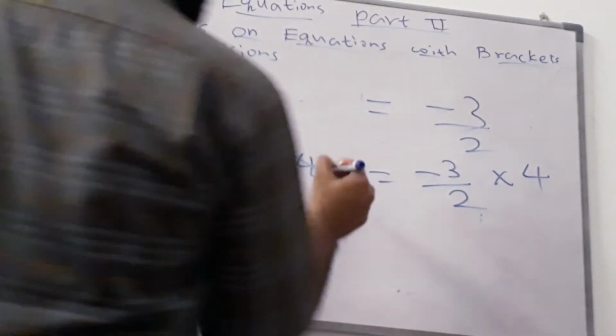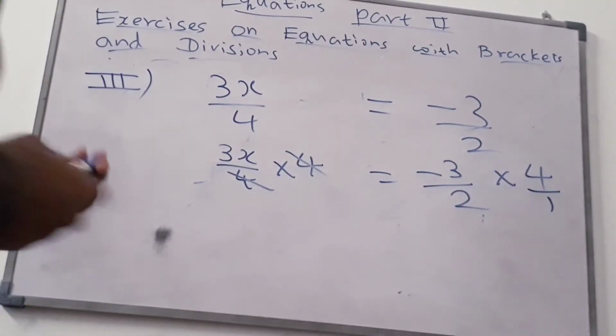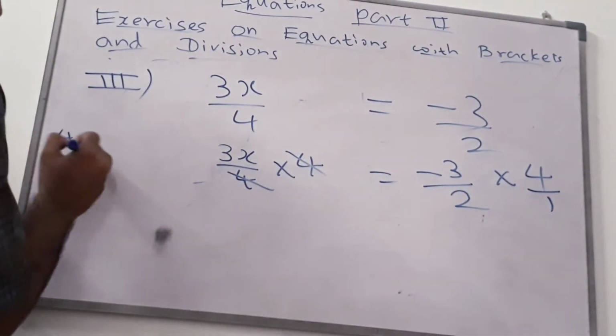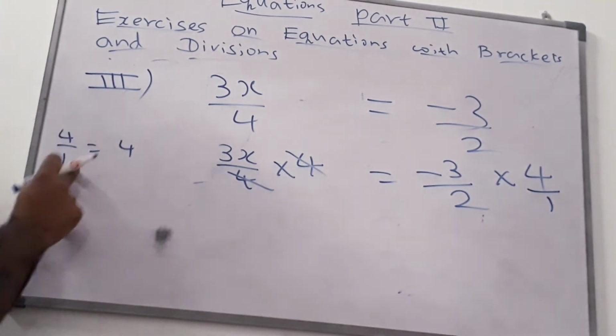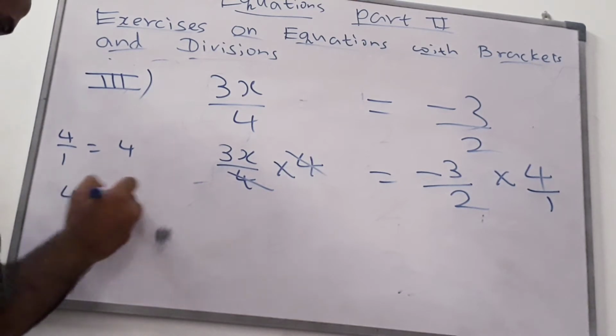So 4 to 4 get cancels. Here 4 is actually 4 times 1. 4 can be written like 4 over 1. We know 4 over 1 is 4. When we divide 4 by 1, it is 4. Same as 4 can be written like 4 over 1. I wrote it like that.